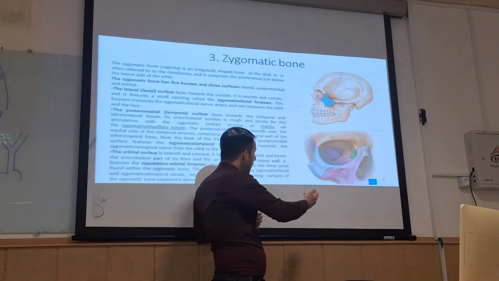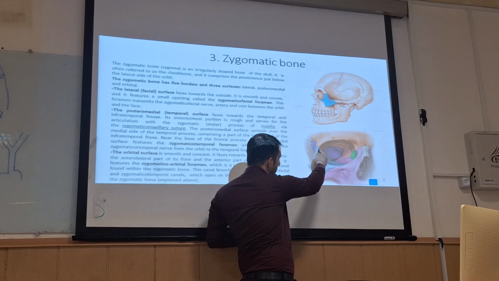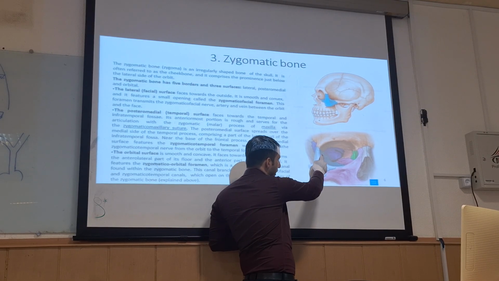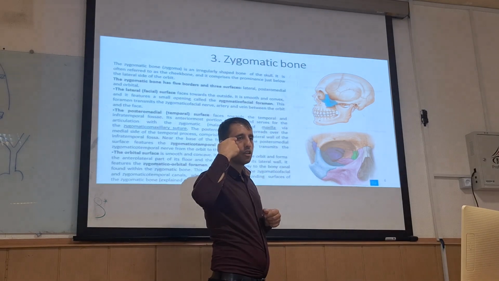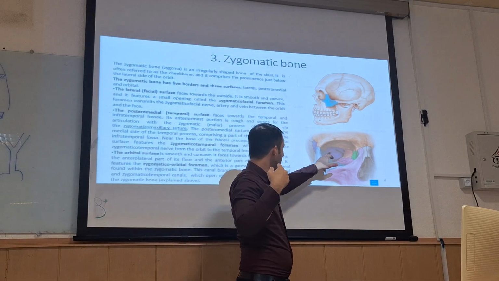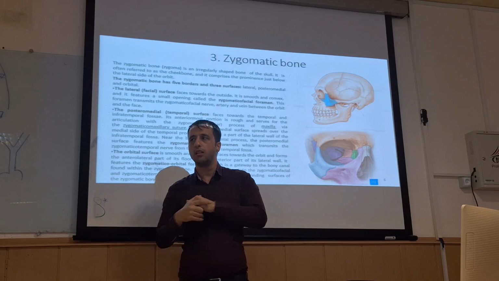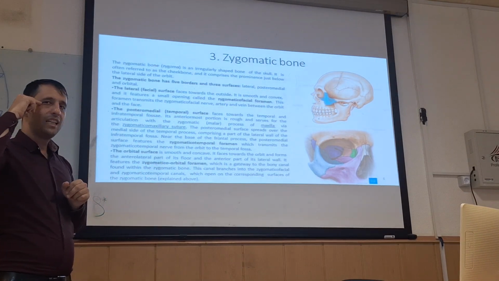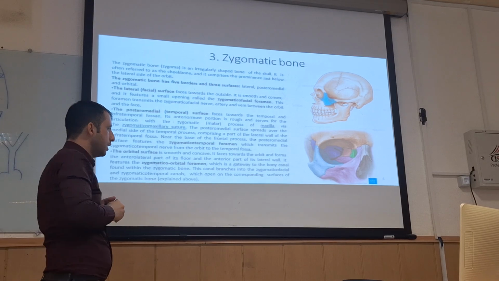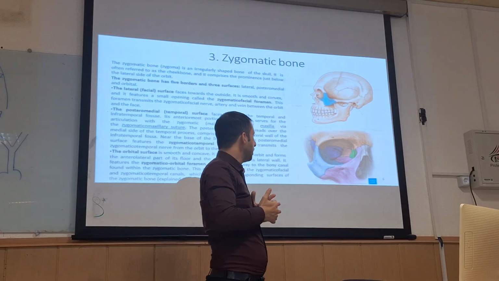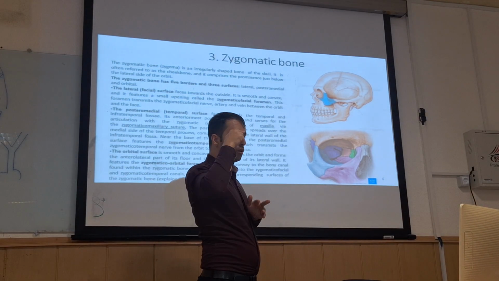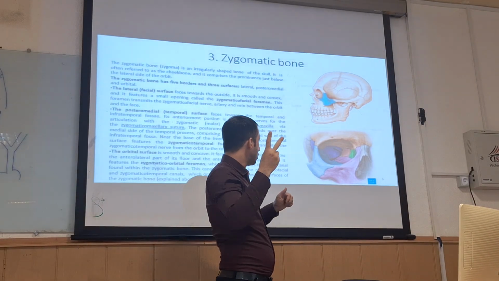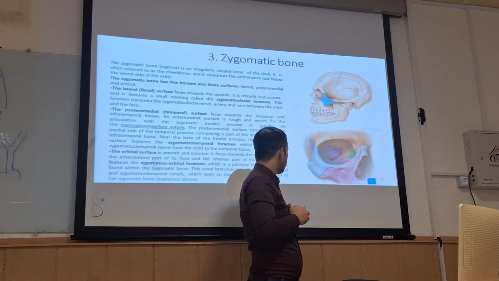One centimeter inferior to the zygomatico-frontal suture, at the level of the lateral wall of the orbital cavity, we have a small tubercle. This small tubercle is the site of attachment of the lateral palpebral ligament and some fibers of the levator palpebrae superioris. These two structures attach to this area.